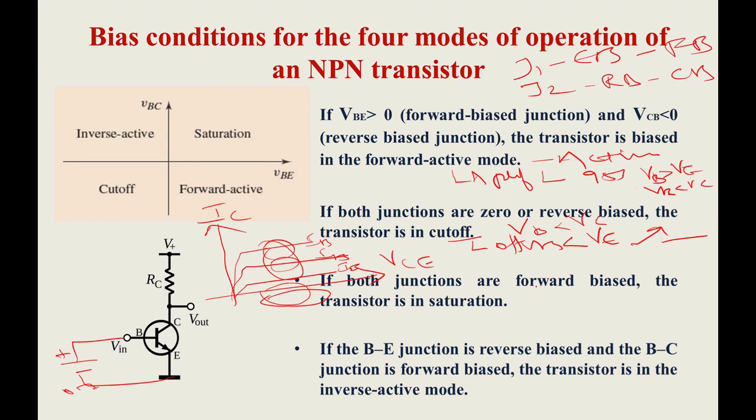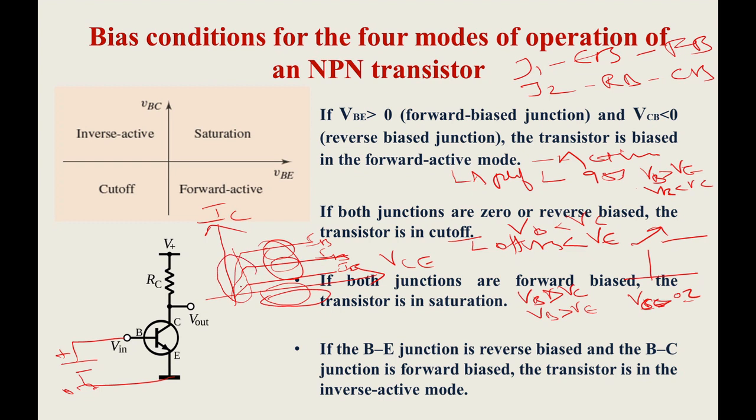When you go for forward bias, your base will be greater than your collector voltage and your base will be greater than your emitter voltage. Both will be forward biased. Generally we say VCE will be in terms of 0.2. Up to 0.2 it will be in the active region, this point.